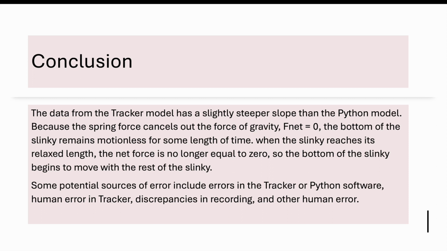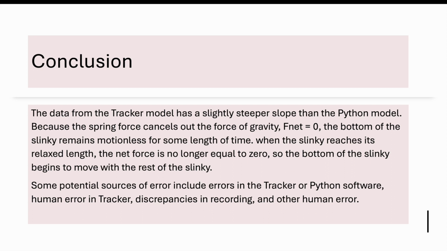we concluded that the data from the Tracker model had a slightly steeper slope than the Python model because the spring force canceled out the force of gravity, so that means that the sum of our forces equals 0. The bottom of the Slinky remains motionless for some length of time. When the Slinky reaches its relaxed length, the net force is no longer equal to 0, so the bottom of the Slinky begins to move with the rest of the Slinky.